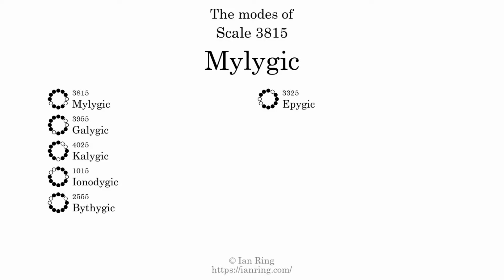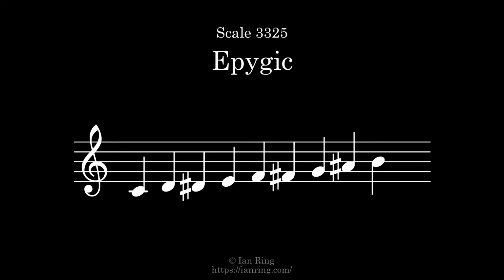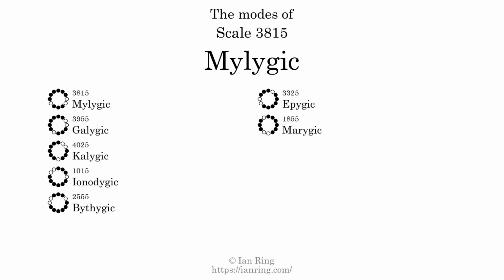The sixth mode is scale 3325, also known as Imperfections. It sounds like this. The seventh mode is scale 1855, also known as Mylygic. It sounds like this.